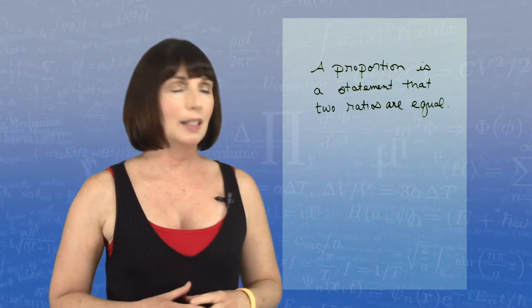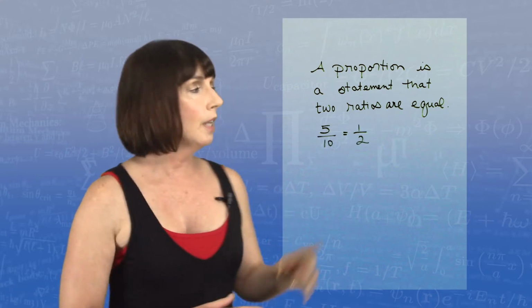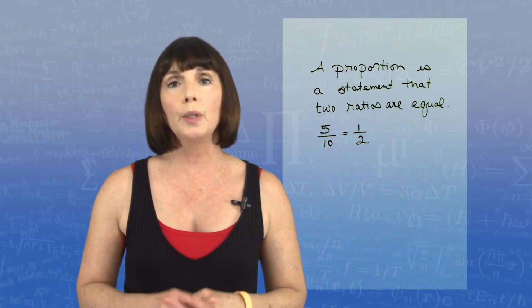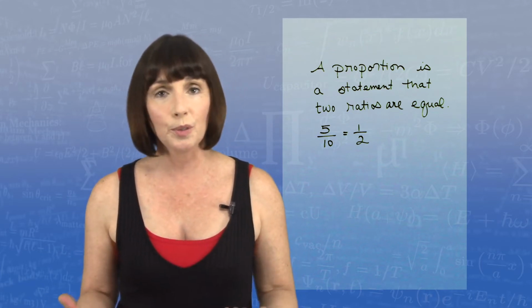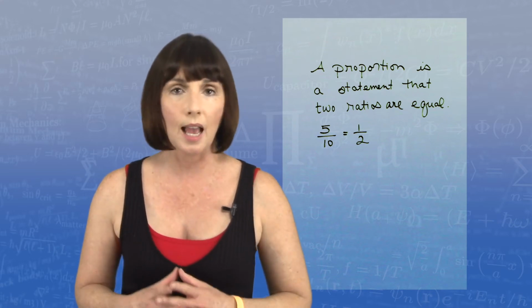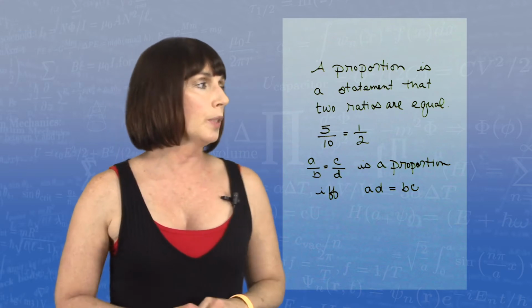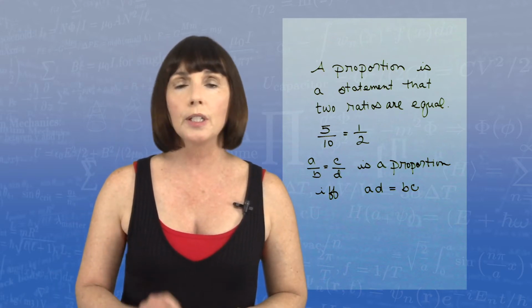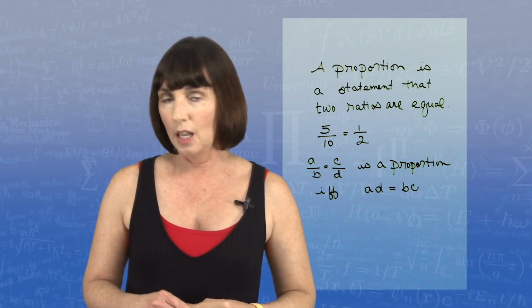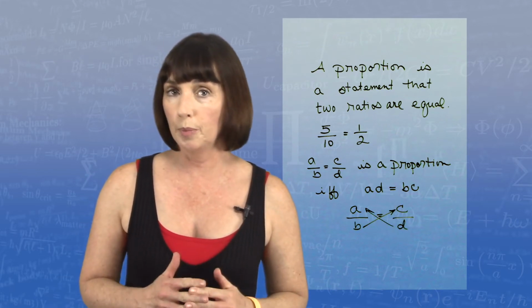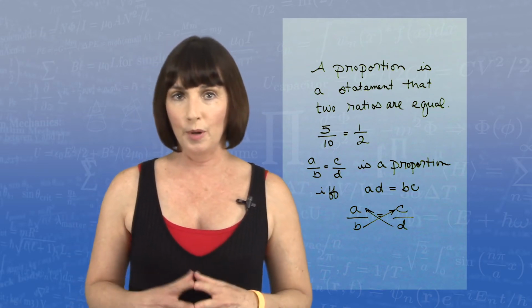A proportion is a statement that two ratios are equal. So for example, 5/10 equals 1/2 is a proportion because those two ratios are equal to each other. 5 is half of 10 and 1 is half of 2. Now, in general, A/B equals C/D is a proportion if and only if A times D equals B times C. So you see we would be cross-multiplying there, numerator times denominator and denominator times numerator.